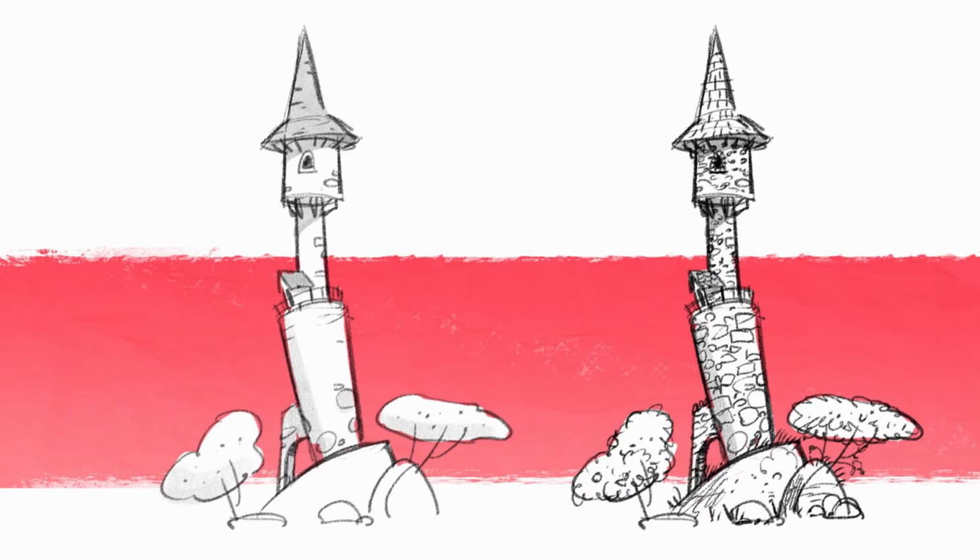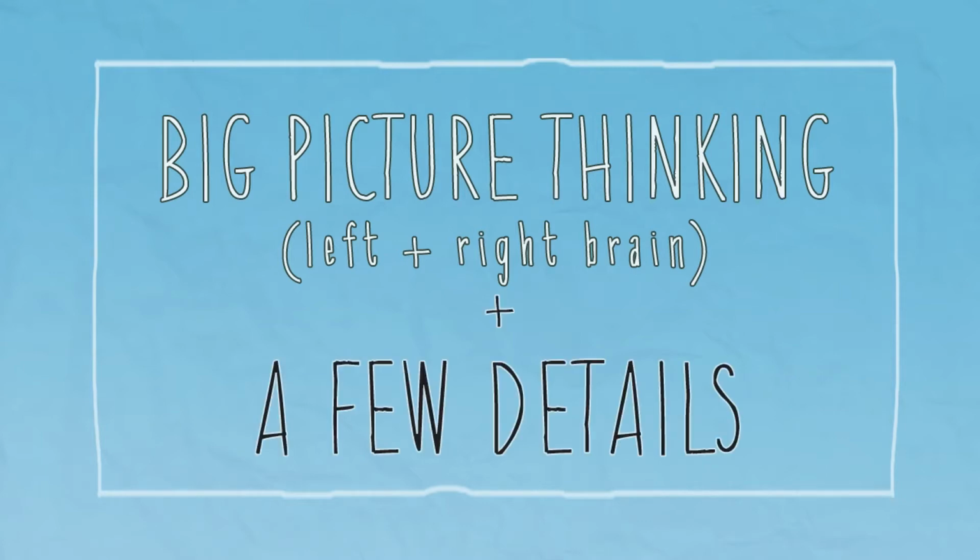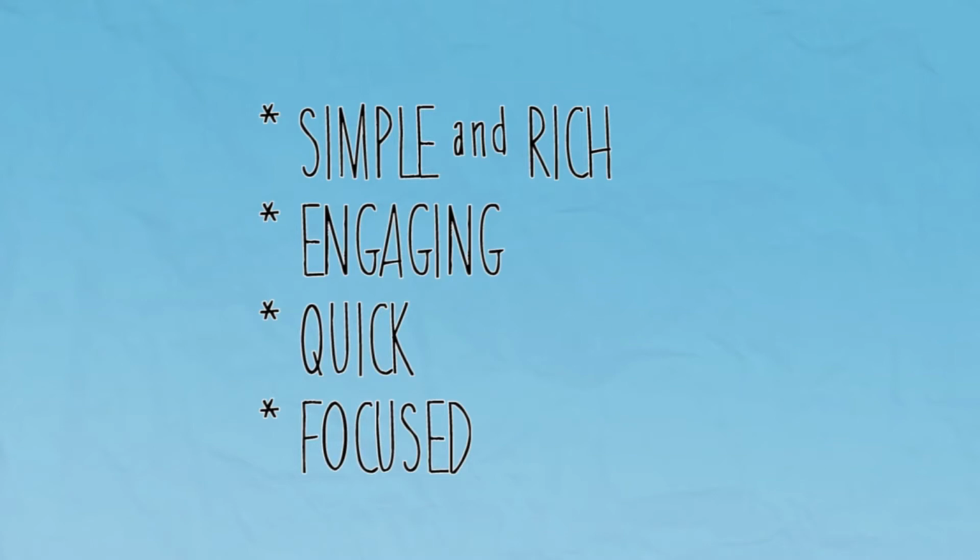So the secret for a great capture is to start with big picture thinking, left brain and right brain as we said, and then add a few details, just a few details very carefully, like a really strong spice. Just a few drops make it great, but add too much and it really becomes uneatable. This approach is great because it makes for captures that feel both simple and rich. They're very engaging for the imagination, and they're really quick to do, and they give you a lot of focus.